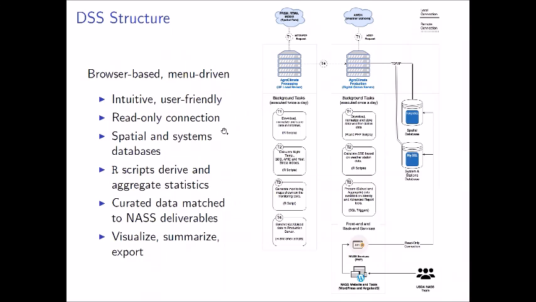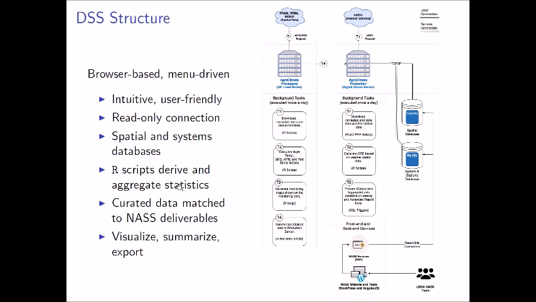The idea is that this is going to be kind of a menu-driven structure, not unlike what our NCES colleague showed. Down here, a NASS team member is really operating through a menu-based browser, and that makes things intuitive, but it kind of belies some of the things that are happening in the background here. So we have both a spatial and systems database here. The R scripts are deriving and aggregating statistics, some of it in near real time or in batches executed a couple times during the day.